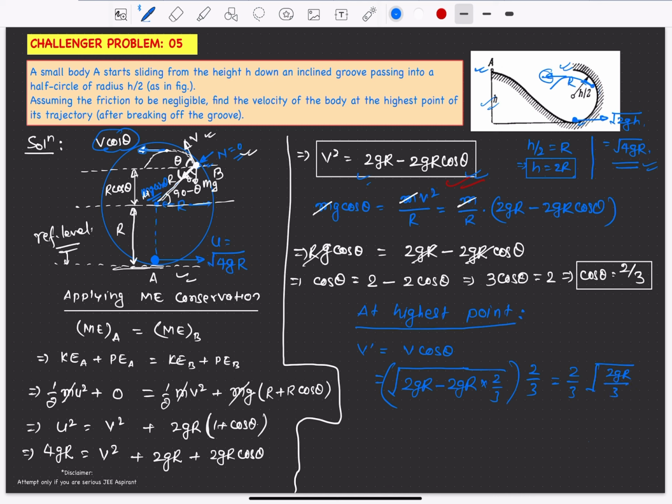But our answer should be in terms of h, because the question is given in terms of h. h by 2 equals r, so we can replace r by h by 2, right? Therefore, the final answer comes out to be 2 by 3 times the square root of g h by 3. It should be the final answer, right? Yes.